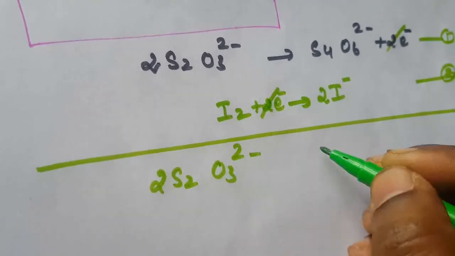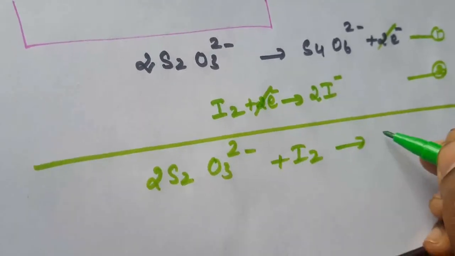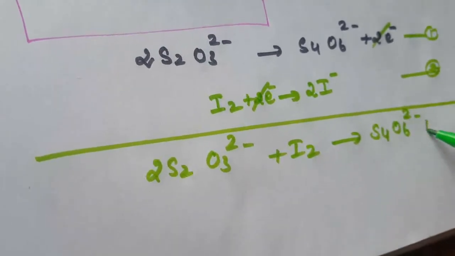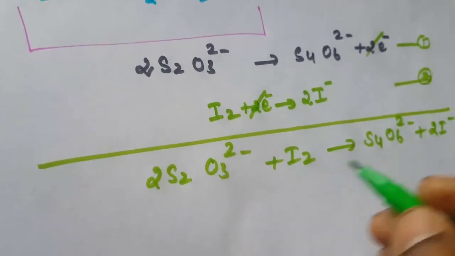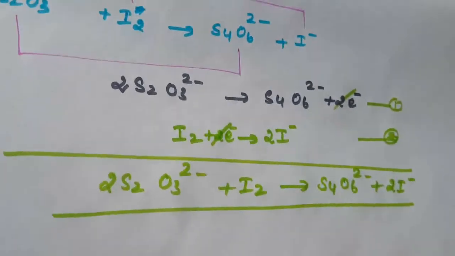S2O3 2- plus I2 gives S4O6 2- plus 2I-. Okay, so this is the ion electron method of balancing this equation.